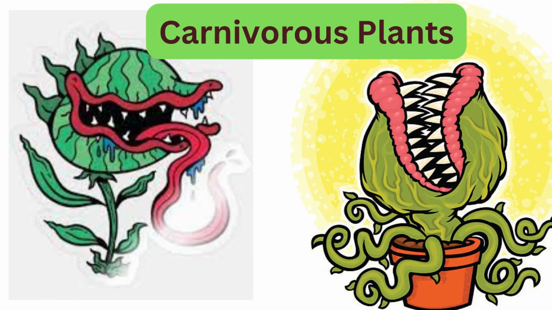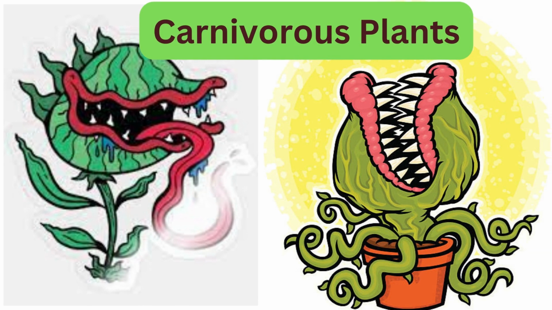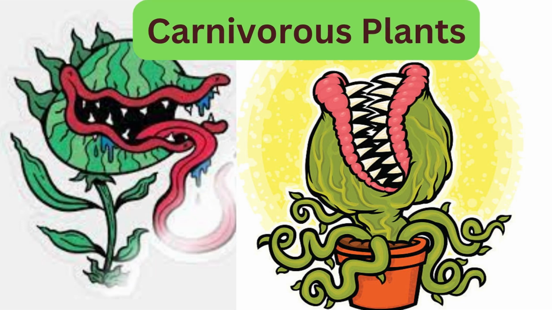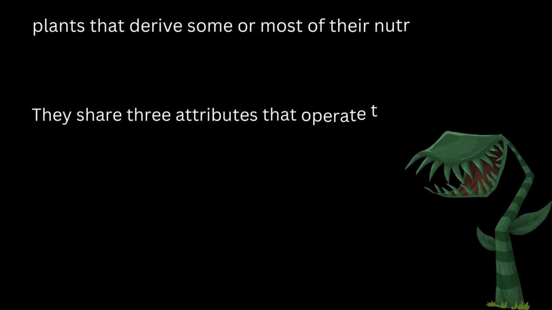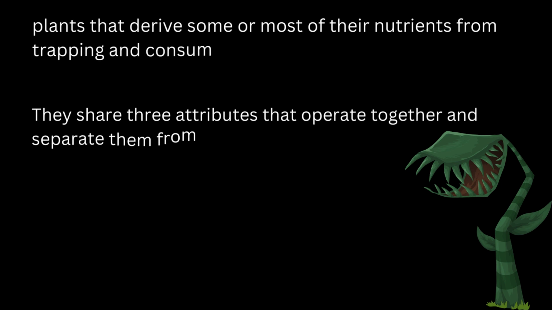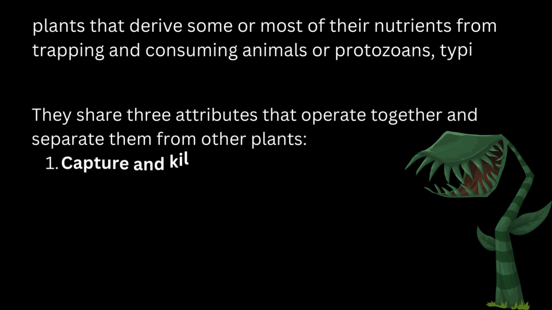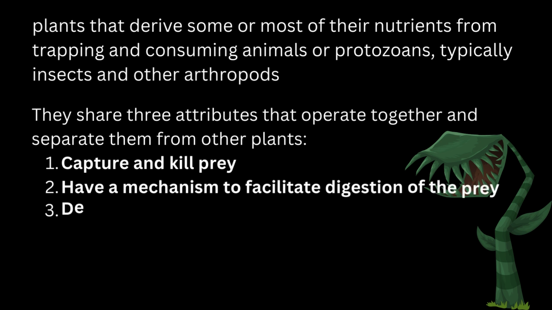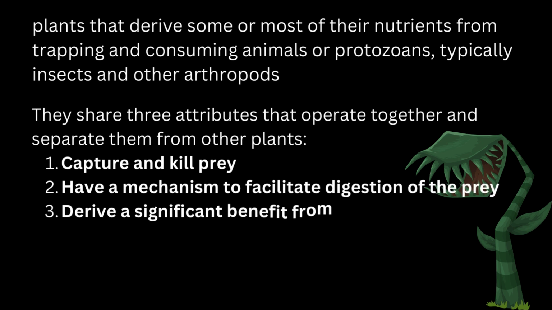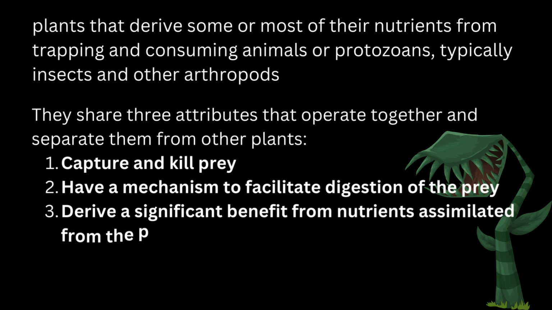This video is about carnivorous plants or insectivorous plants. Carnivorous plants are plants that derive some or most of their nutrients from trapping or consuming animals or protozoa, typically insects and other arthropods. Because insects are one of the most common prey items for most carnivorous plants, they are sometimes called insectivorous plants. They share three attributes that operate together and separate them from other plants.